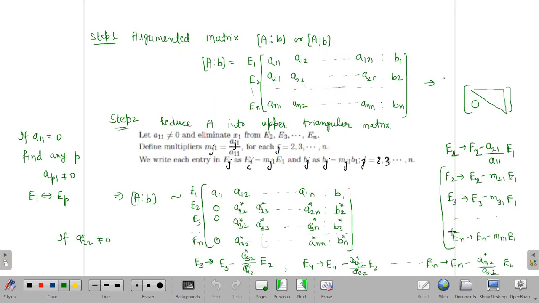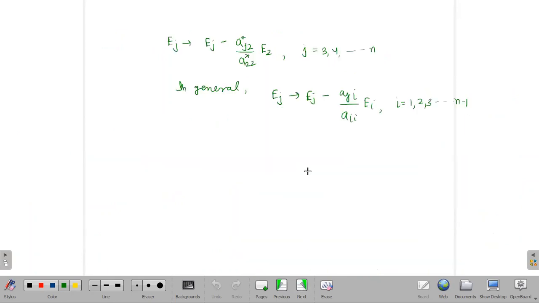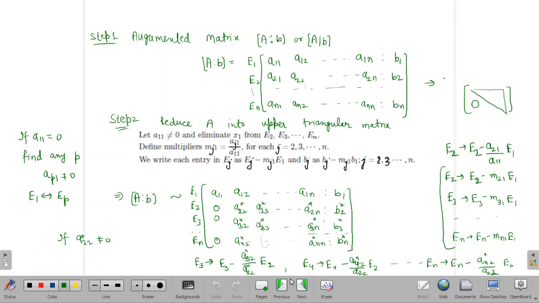Because here we have taken for the first column entry 0, we have used E1, meaning the first row. So this is the operation Ej minus Mj1 into E1. So E1 we have taken, and in the second column entry 0 we have used E2. Then in the last, if you want to make this element 0, you will use the (n-1)th row to make this element 0, and we are not making ann zero.